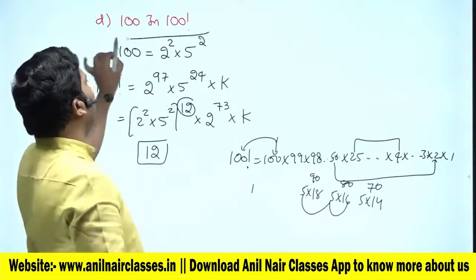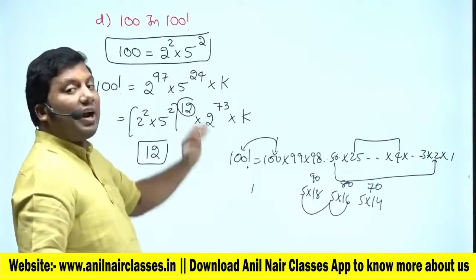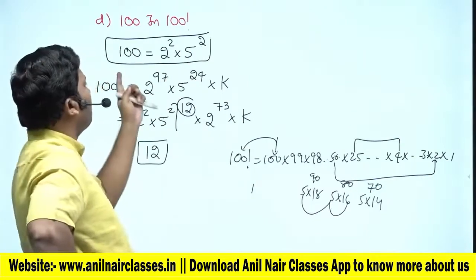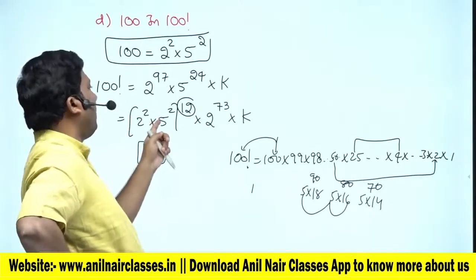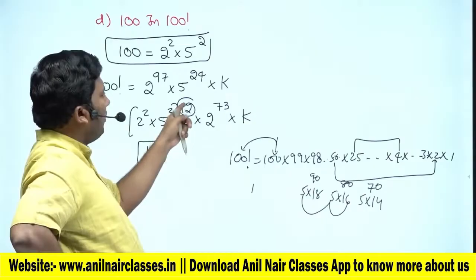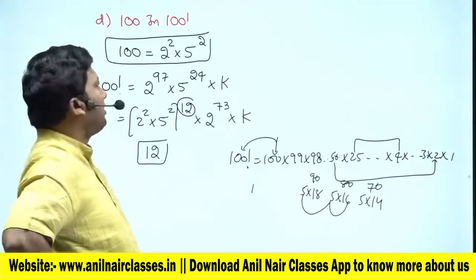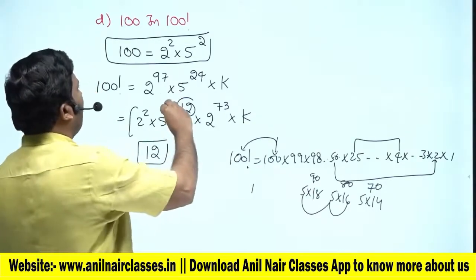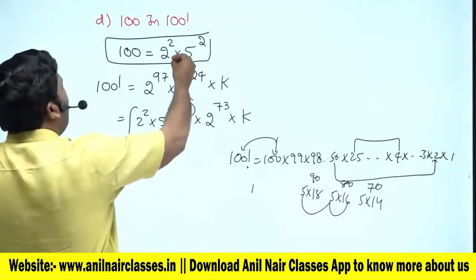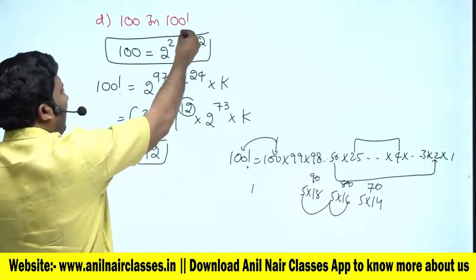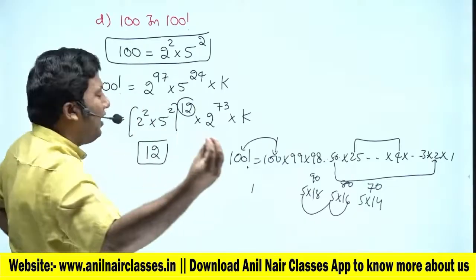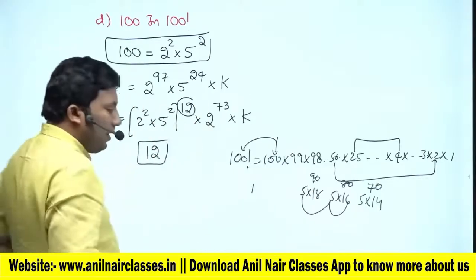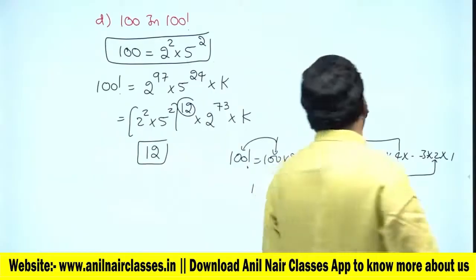100 is a composite number. Write it down as a power of prime bases: 2 square into 5 square. So 2 square into 5 square, power 12. So 2 12s are 24. Now if I take the highest power of 5, it is 24. To get 100, I require 5 square, so 24 divided by 2 is 12. I hope it is clear.